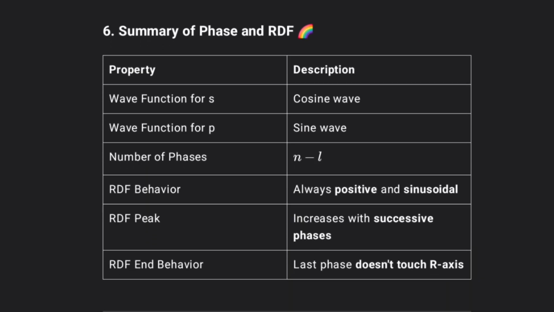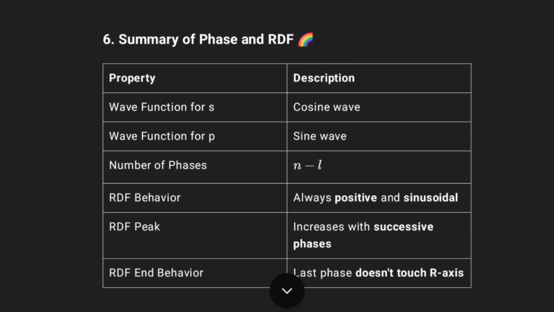Summary of phase and RDF. Property, description. Wave function for s: cosine; for p: sine. Number of phases: n minus l. RDF behavior: always positive and sinusoidal. RDF peak increases with successive phases. RDF end behavior: the last phase doesn't touch the r axis.